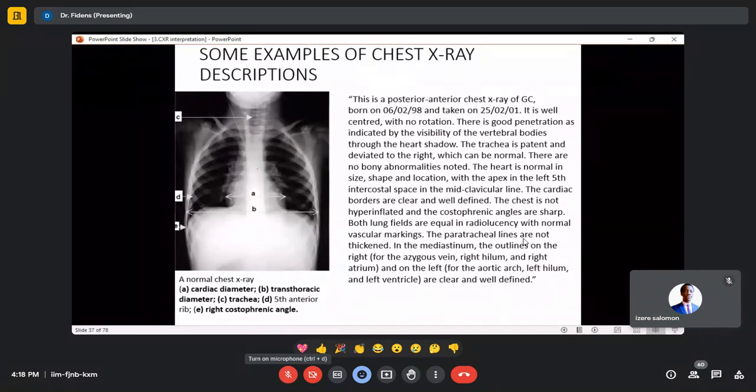The paratracheal lines are not frequent. Yeah, not everything on the internet is true. There are many lies there. The bronchial lines are not thickened.